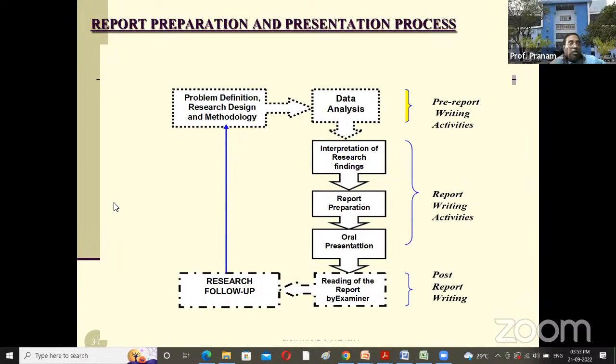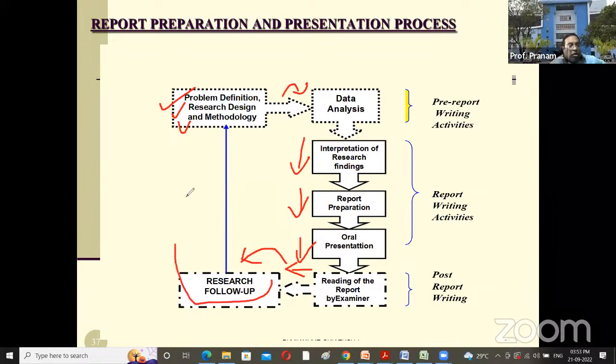These are the stages for the report preparation and presentation process. First we identify the problem, which we have already dealt with previously. Then we deal with the research design and methodology. Then we go for the collection of data and data analysis, and then the interpretation of research findings. Then we go for the report preparation. Then the oral presentation. Then the examiner starts reading the report, and lastly there is research follow-up.